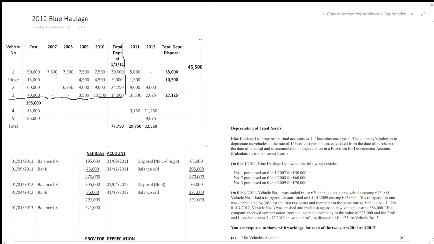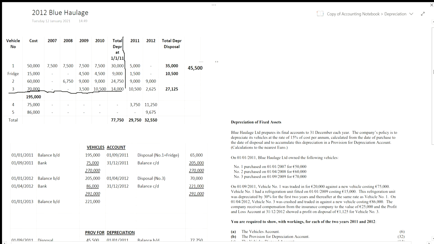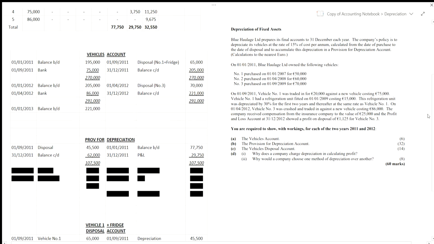And this was all the depreciation here, all of it from 2007 up to 2010 and 2011. So the full depreciation when we disposed vehicle number 1 was 35 grand, and the full depreciation on the fridge was 10,500. If I add both of those up together, it brings me to 45,500. So this 45,500 is the total depreciation on vehicle number 1 and the fridge that we had fitted. So 45,500 is the total depreciation.